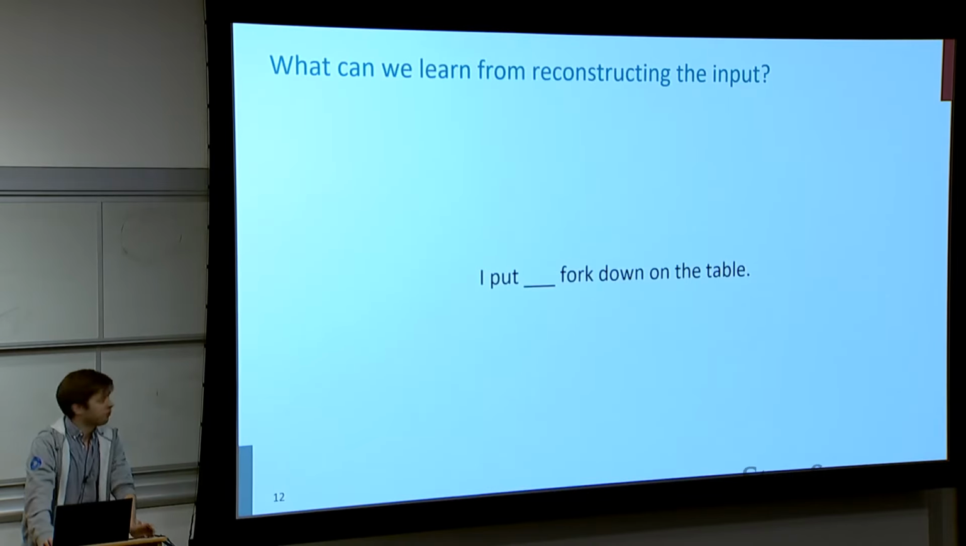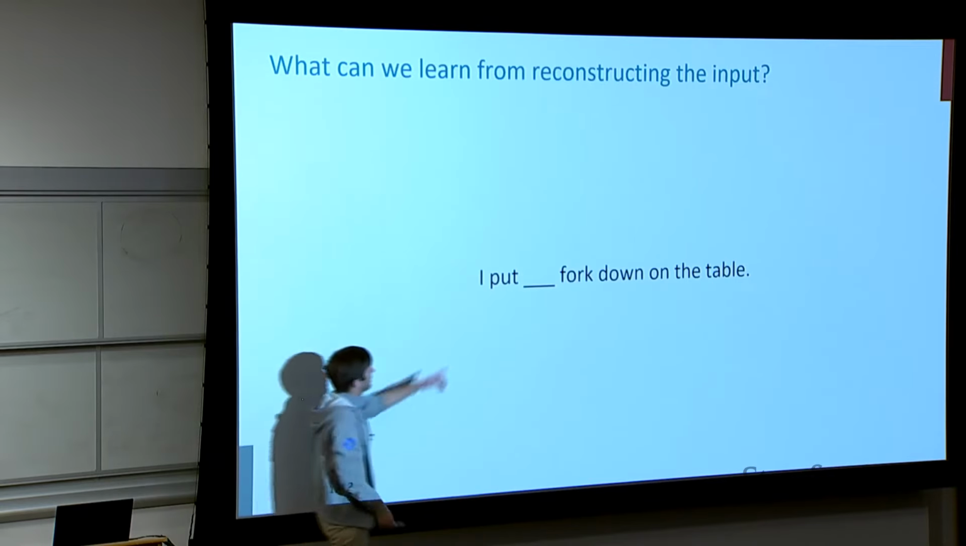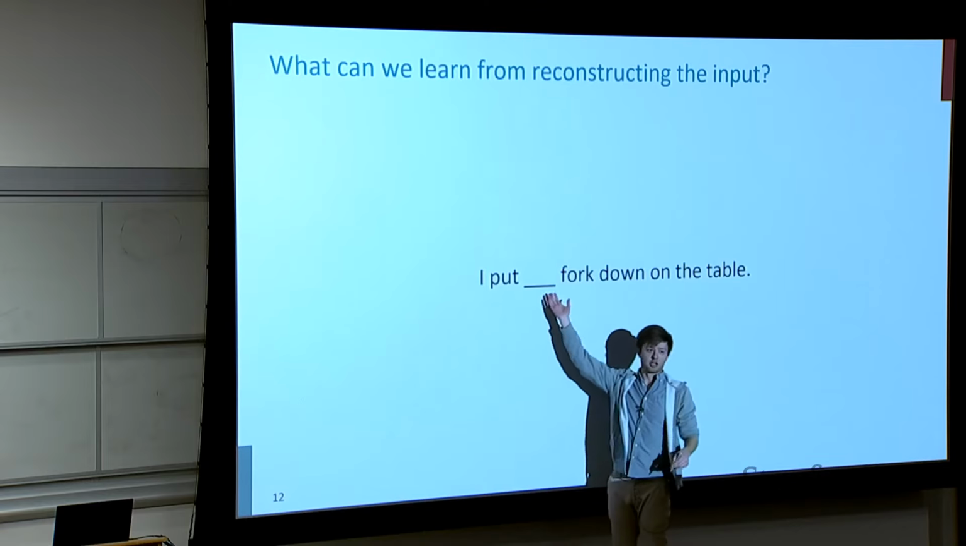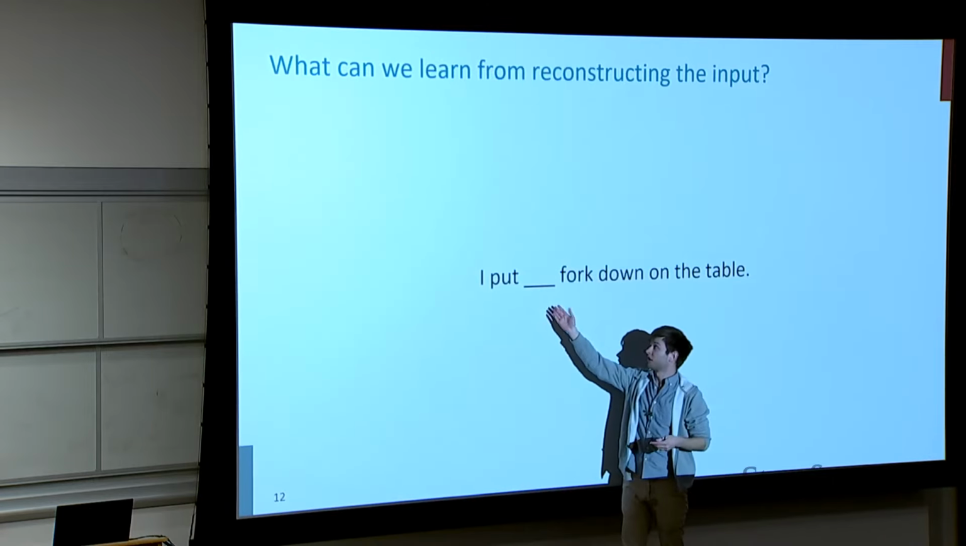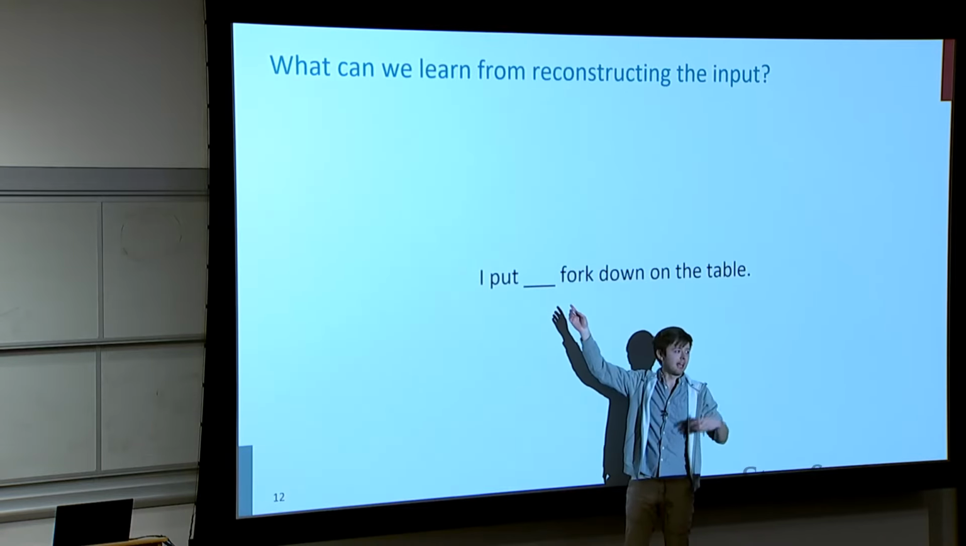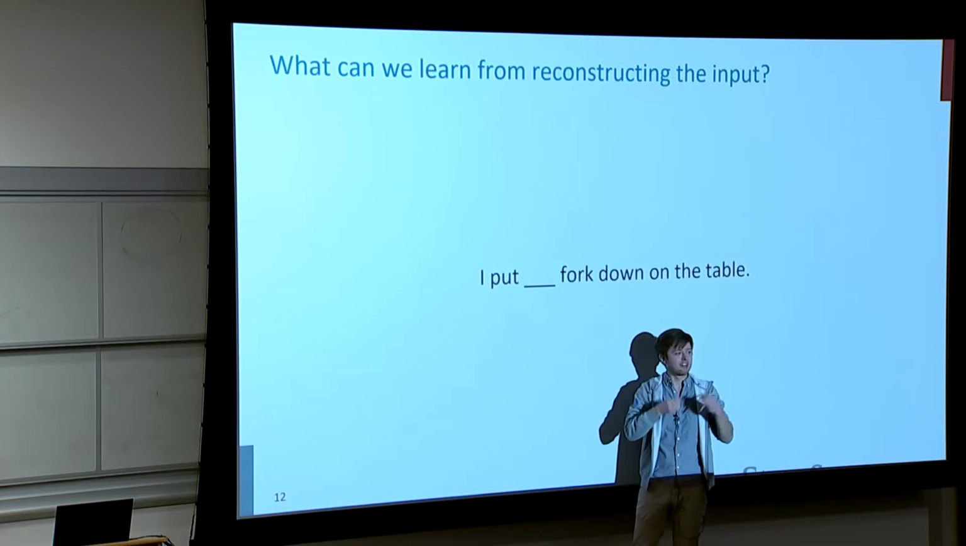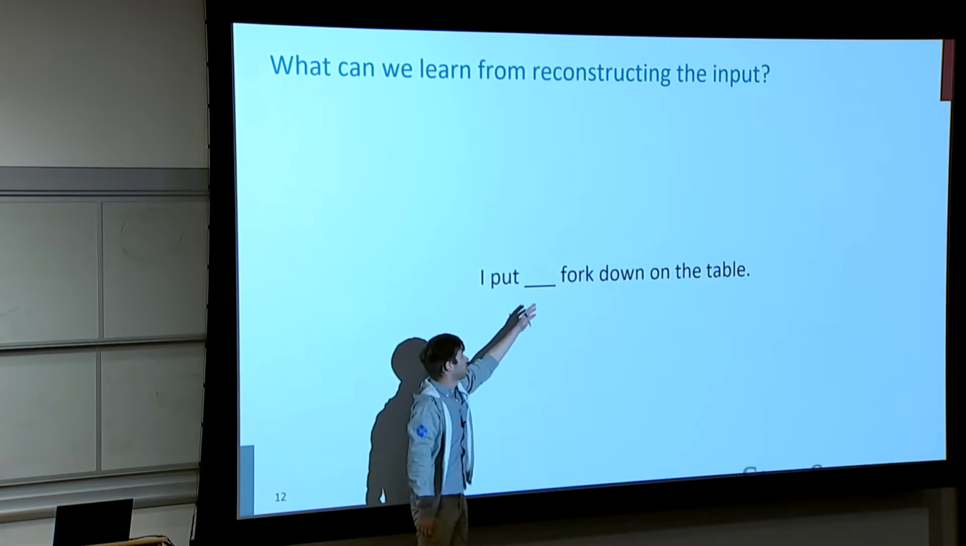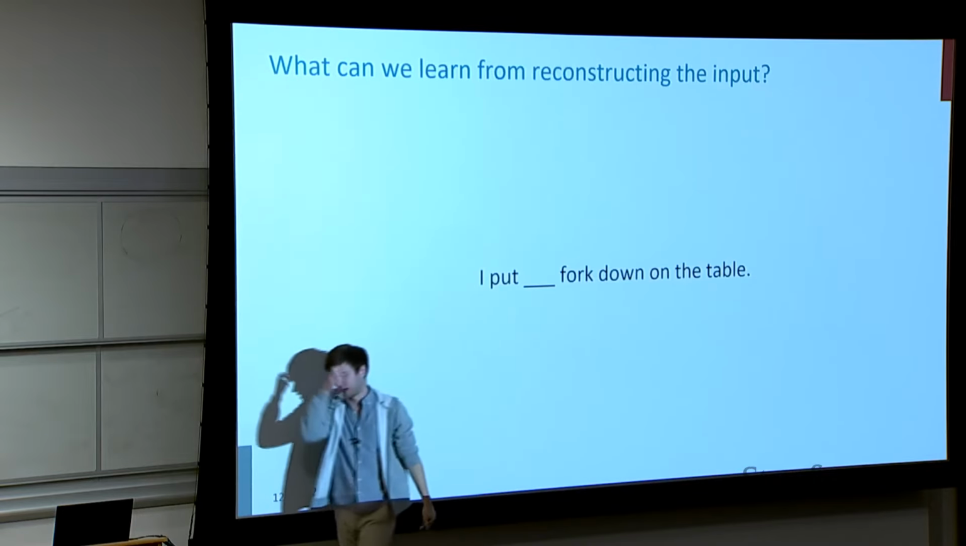What else might it learn? Well, it can learn things about maybe syntax. So, I put blank fork down on the table. Here, there's only a certain set of words that could go here. I put the fork down on the table. I put a fork down on the table. These are syntactic constraints, right? So the context shows me what kinds of words can appear in what kinds of contexts.